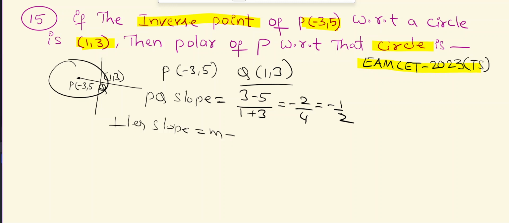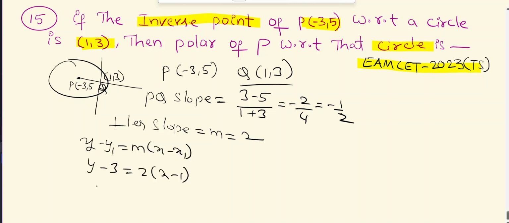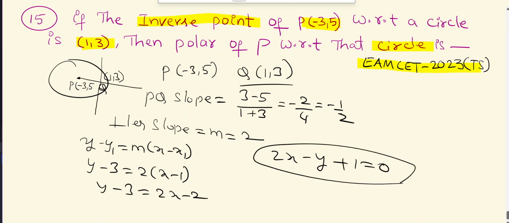And this polar line passes through the point Q. So we know that the equation of a line having slope m and passing through the point (x1, y1) is y minus y1 is equal to m of x minus x1. So y minus 3 is equal to 2 of x minus 1. That is y minus 3 is equal to 2x minus 2. From this, 2x minus y plus 1 is equal to 0. This is the equation of the polar line.